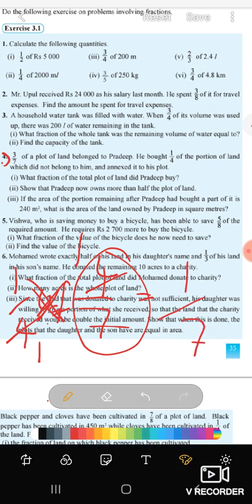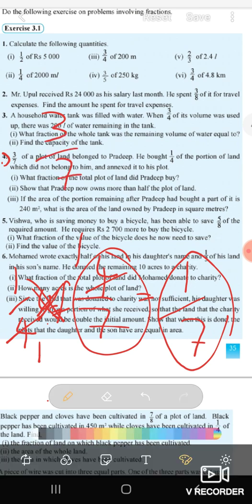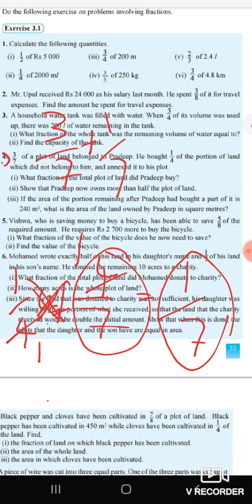So the first question is, what fraction of the total plot of land did Pradeep buy? He bought 1/7 of the plot. Next part: show that Pradeep now owns more than half the plot of land. Already he had 3/7, and he bought another 1/7, so that is going to be 4/7.